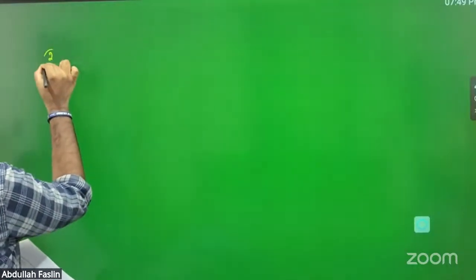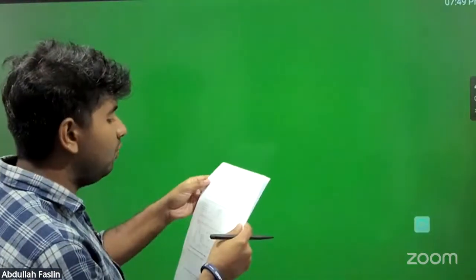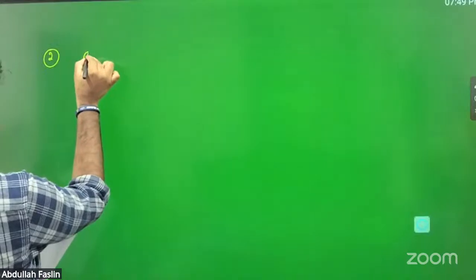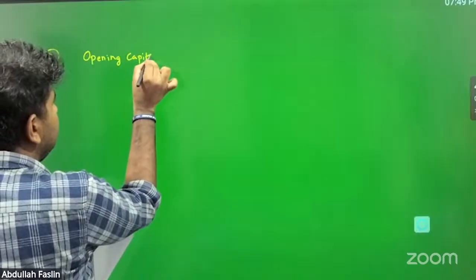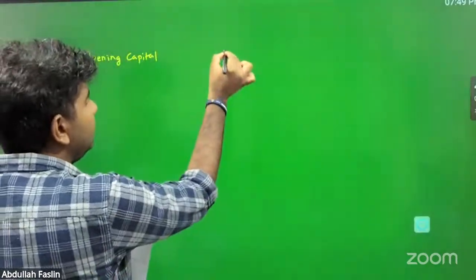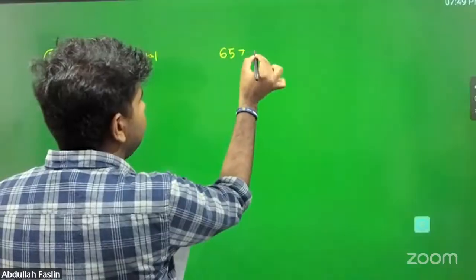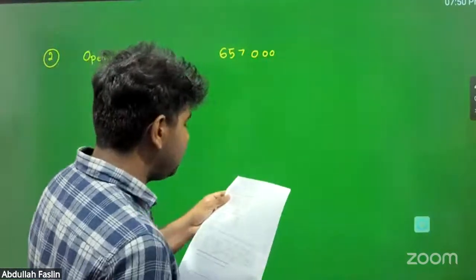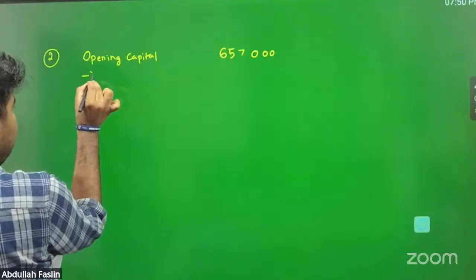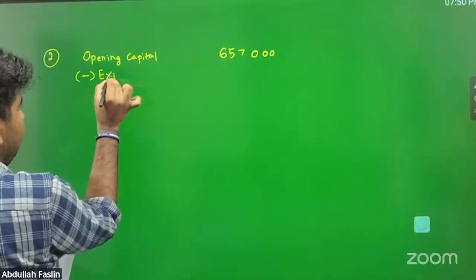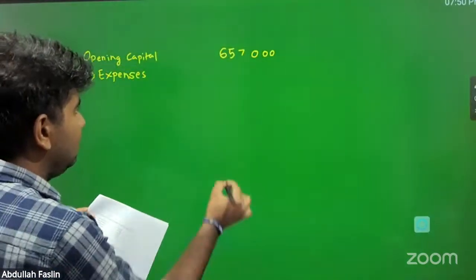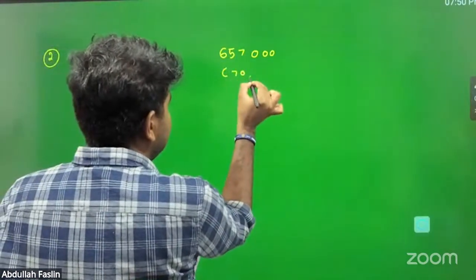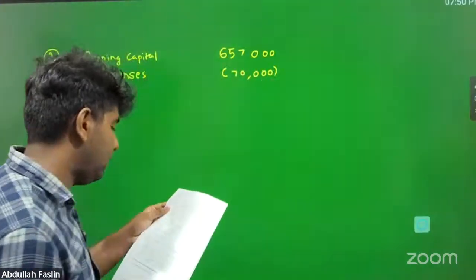Right, question number 2. In order to find the closing equity, first, what is the opening capital? Look at the question, it is 657,000. Then the expenses. Remember, from equity, we have already done this in the class, expenses you have to deduct. Put inside the bracket 70,000.